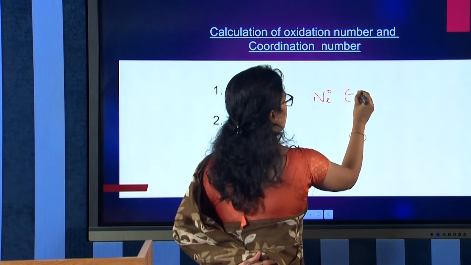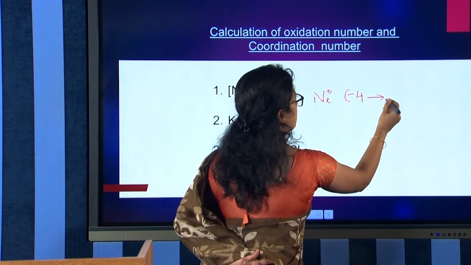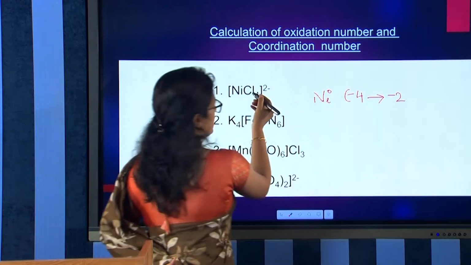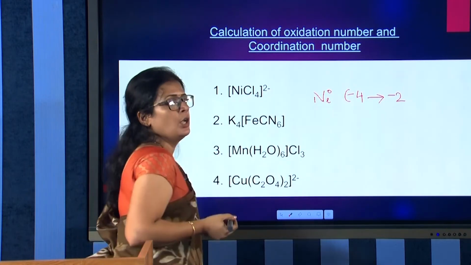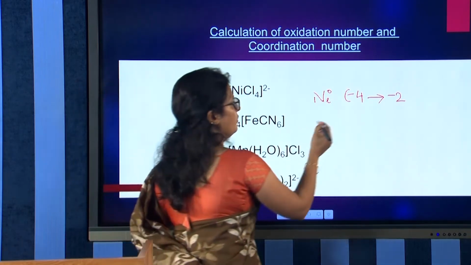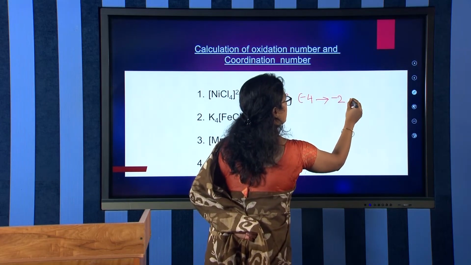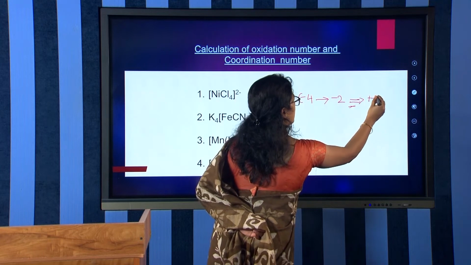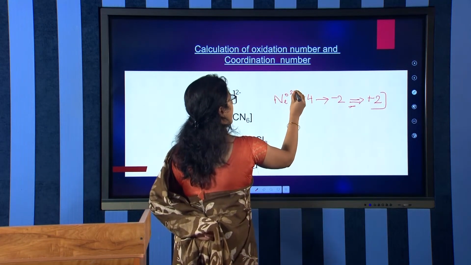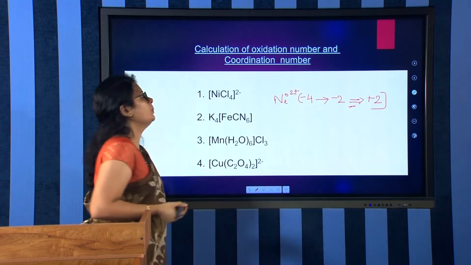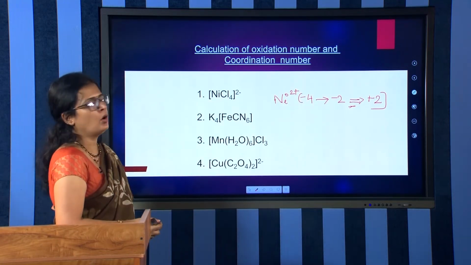See, -4 to become -2. -4 for chloride to become -2 means nickel should have the oxidation state of +2. Okay. So, Ni will be having the oxidation state 2+. So, that is all about the oxidation state.